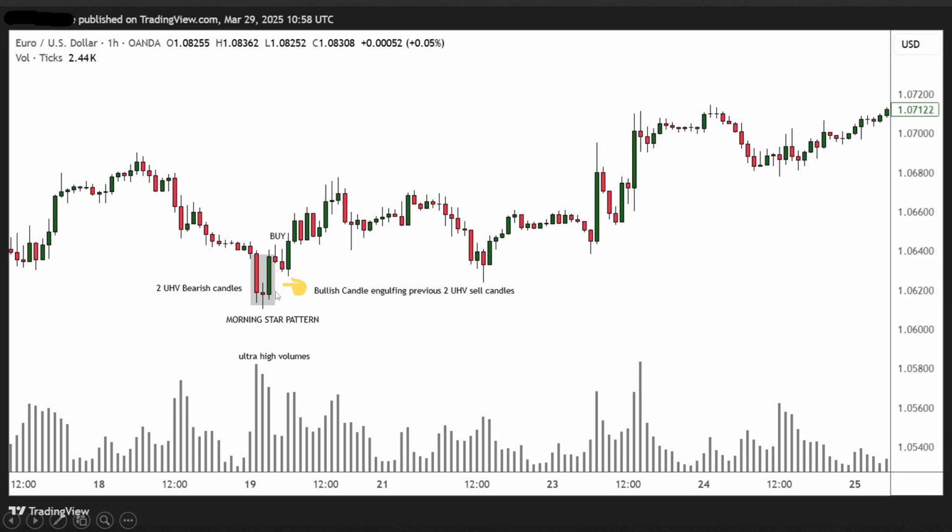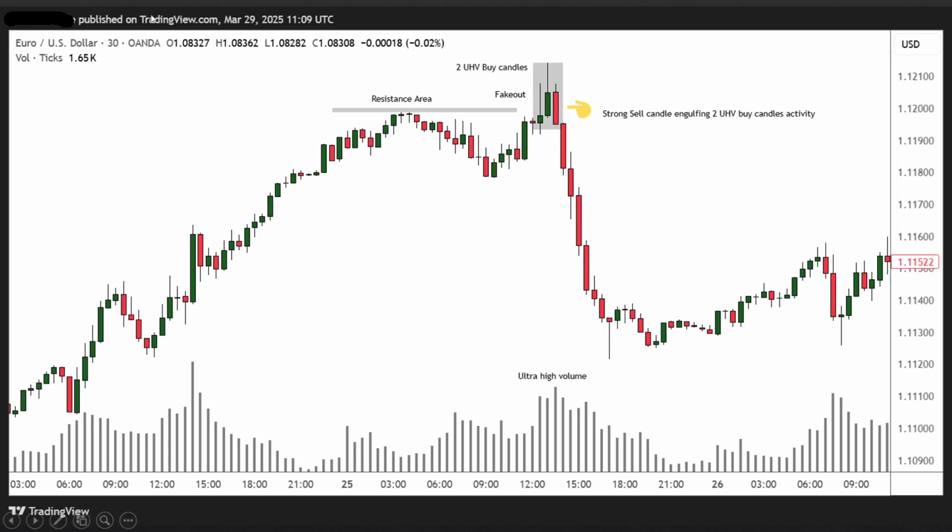Also, the volume dried after this pattern, so that is also important for us to see that the market has actually changed the momentum from downside to upside.